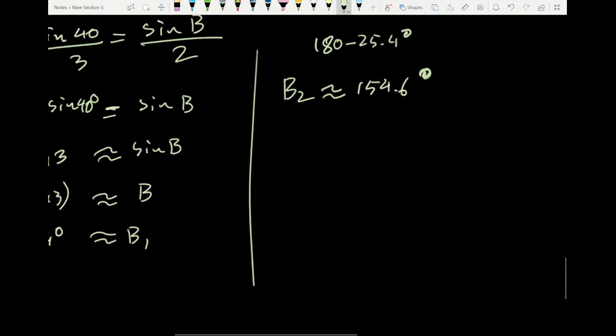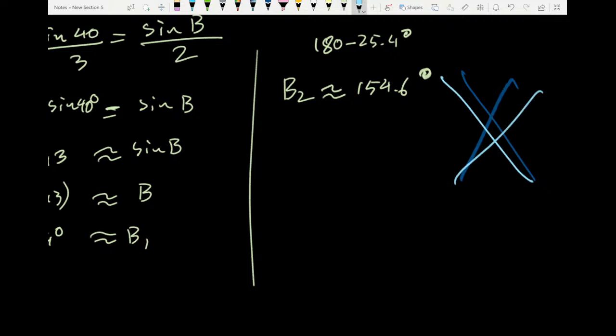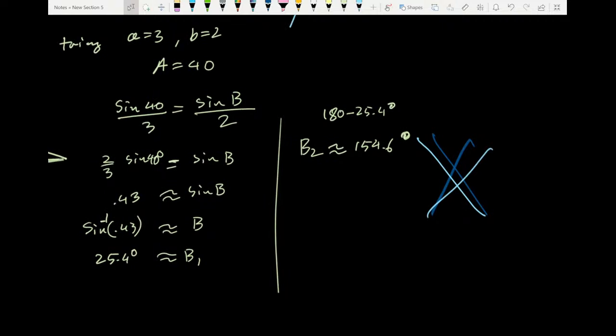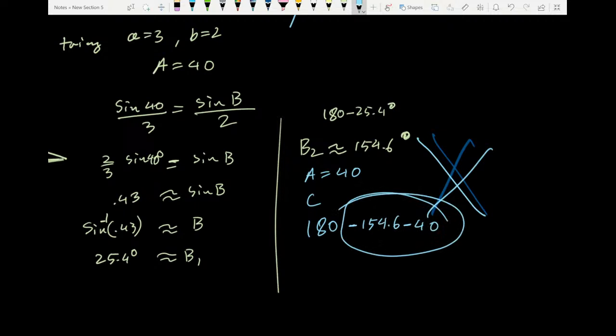And we're going to see why this is not a good one. If B2 is 154.6, and we know A is 40, what about angle C then? So 180 minus 154.6 minus 40. That's the problem right there. This is already greater than 180. So you cannot have a second possible triangle.